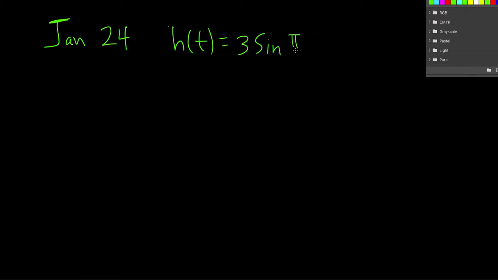So it says the height of the tide above mean sea level on January 24th. I don't know if this is important, but we will write down January 24th. At Cape Town is modeled by h of t equals 3 sine of pi over 6 t, and that's measured in meters, where t is the number of hours after midnight.